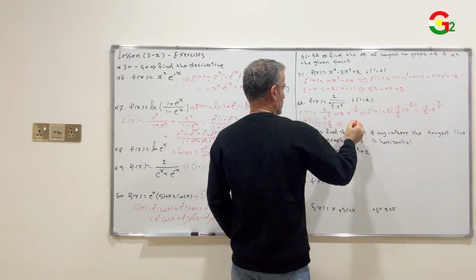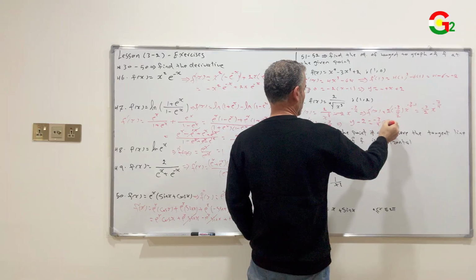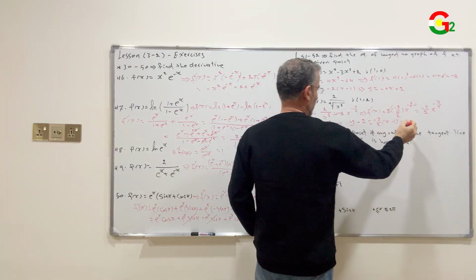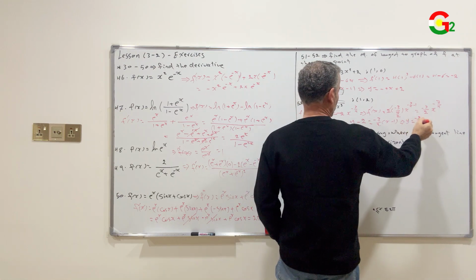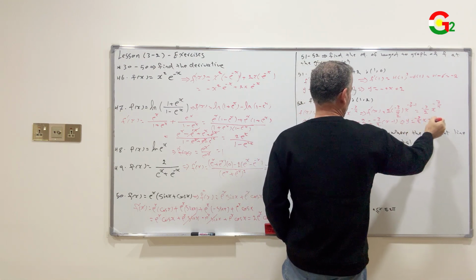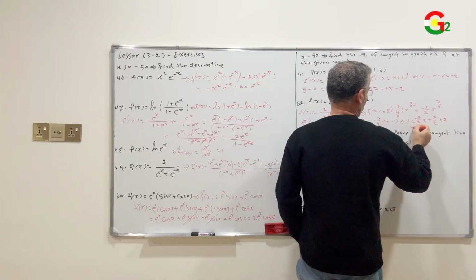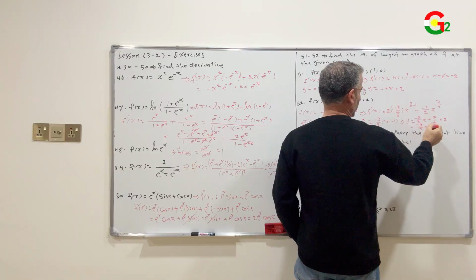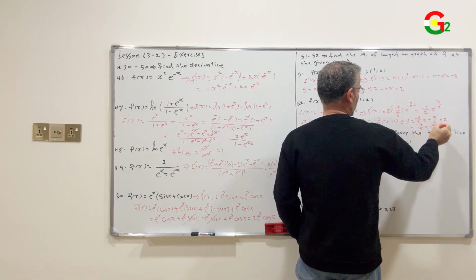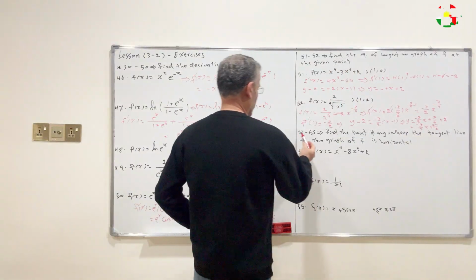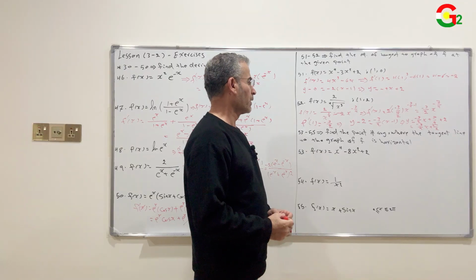Then the equation is y minus y1 equal to the slope negative 3 over 2 times x minus x1. Then the equation is y equal to negative 3 over 2 x plus 3 over 2 plus 2 equal to negative 3 over 2 x plus 7 over 2.